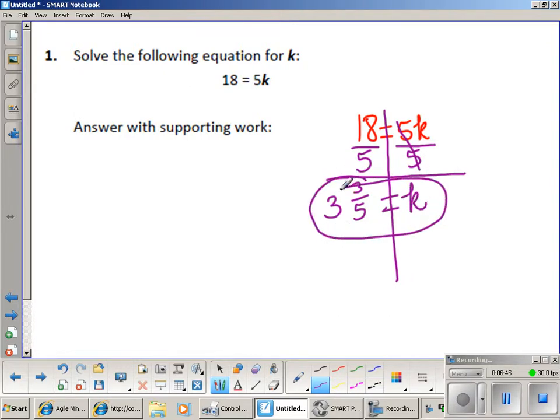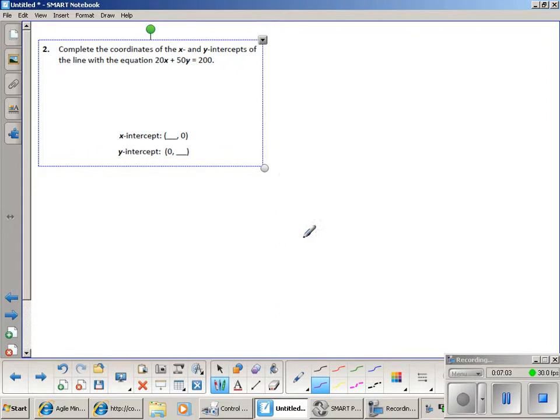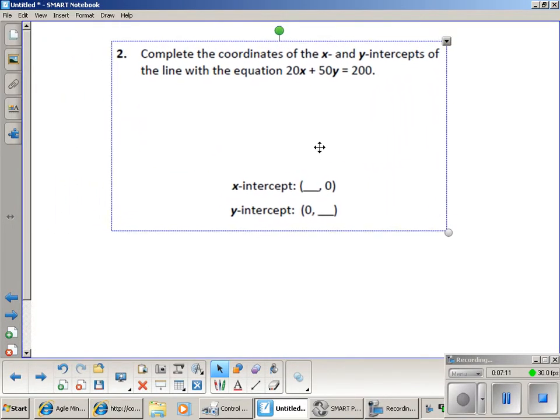For those of you who did it on the calculator, 3 3/5 is the same as 3.6 or 3 6/10. So that is an equivalent answer. Okay. Also assigned number 2. I wanted it a little bigger. Okay, this is an oldie but a goodie.